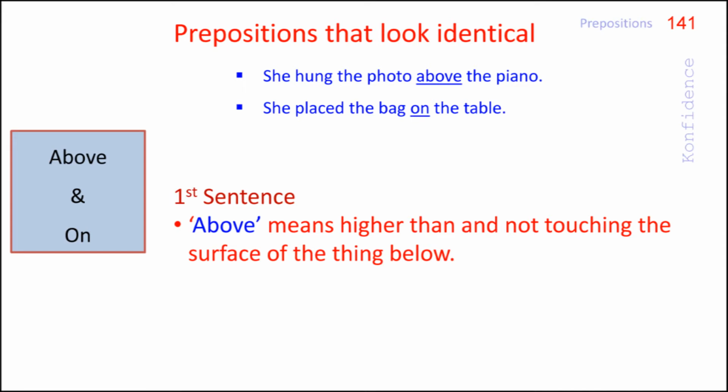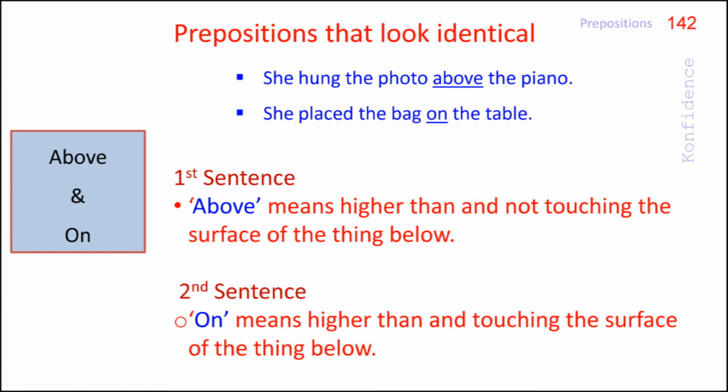Let us examine the next pair, above and on. Above means higher than and not touching the surface of the thing below. In the example, the photo does not touch the piano. Therefore, preposition above is used here. But on means higher than and touching the surface of the thing below. In the second example, we can see that the bag touches the table, so on is rightly used here.